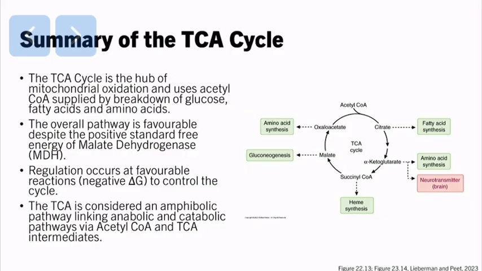So in summary, we see the TCA cycle as this hub of energy regulation. It's where this oxidation of acetyl-CoA is going to occur, connecting the breakdown of all these metabolic fuels. Overall, the pathway is going to be very favorable. Despite that really positive delta G for the malate dehydrogenase, it's still going to pull it through because of oxaloacetate, acetyl-CoA, and the use of NADH pulling this pathway forward when energy is needed. That regulation is going to occur at all those favorable reactions. And this pathway is what we call amphibolic, meaning that it's used to generate energy, but also used to create new things because many of the molecules become metabolites as well.